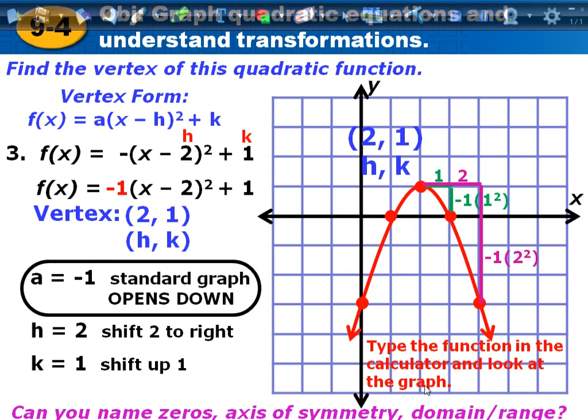Again, it says, can you name the zeros, axis of symmetry, domain, and range? The zeros are right here at 1 and 3. Axis of symmetry is the line that cuts it in half, right here at x equals 2. Domain, again, is always all real numbers. And the range is everything from this 1 and down, so it's y is less than or equal to 1.